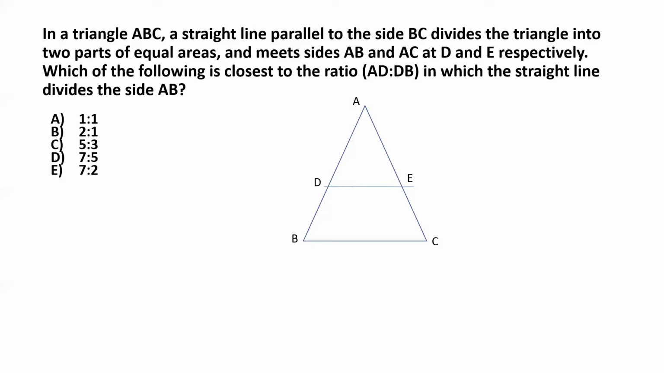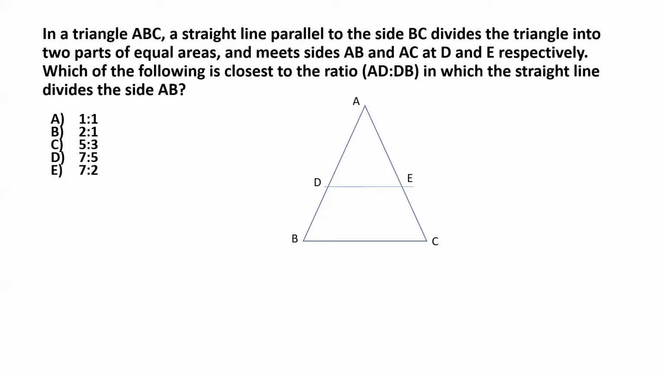But in this case, the line that divides the triangle is parallel to the side of the triangle. So it's not the median, and this is where some may be mistaken and may actually go for option A. Just because it divides the triangle into two parts of equal areas doesn't necessarily mean that it also divides the two sides into equal parts. That will become clear as we further solve the problem.